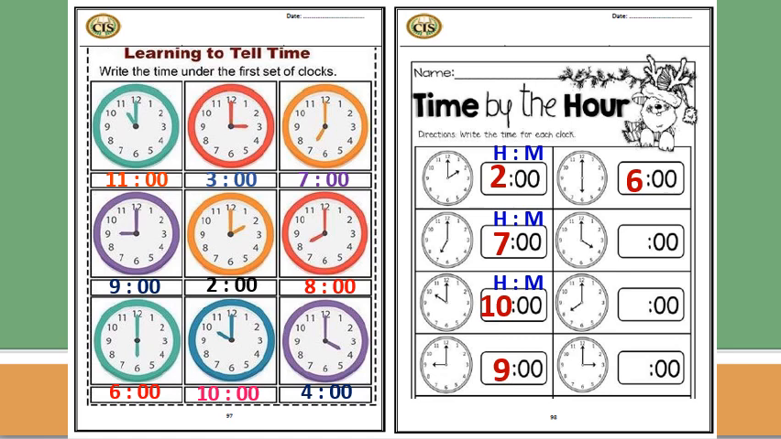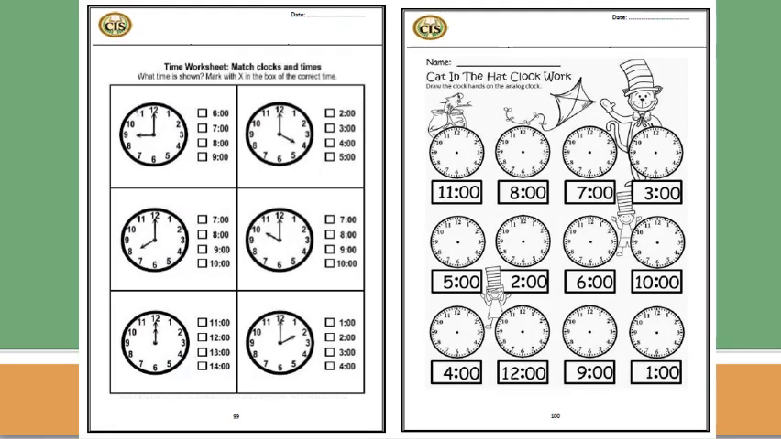Here in hours the short hand points to 4. Here in hours the short hand points to 8. Here the short hand points to 3. So 3 in hours, 0, 0 for minutes. Page number 99, choose the correct clock.